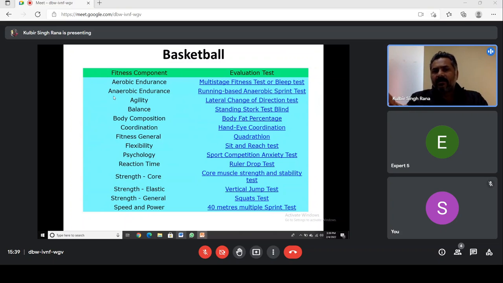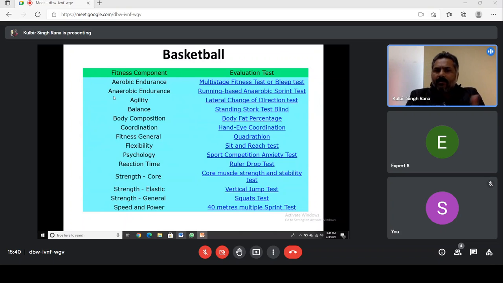But when we see fitness in a basketball player, we see his cardiovascular and medical status, that he's fit to play, right? Then flexibility, psychology, and reaction time. Strength, core is very much important, right? So strength, elastic strength, and general strength. Elastic and general strength, what do you mean? It means he will be able to exert the strength throughout that range of motion. And general strength will be his strength to carry on the sport for a longer duration of time, right? Then we'll see speed and power tests. And these are the tests done, right?